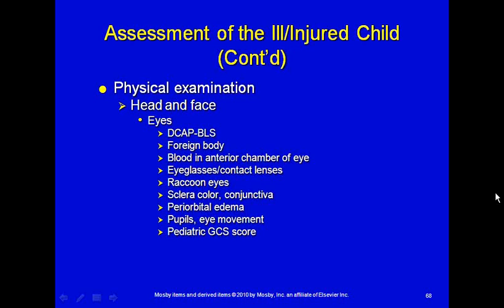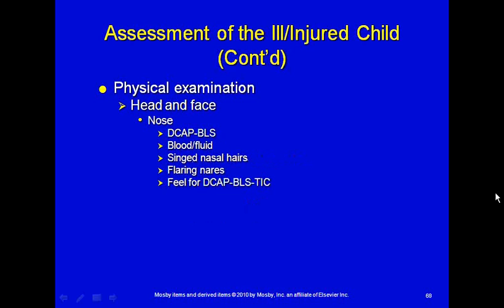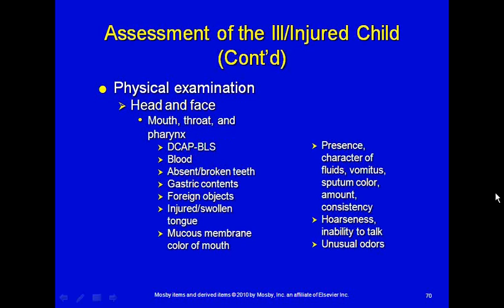Have them look up, look down, look left, look right. That's a cranial nerve function test. And then the specific pediatric GCS. In the nose, look for blood or fluid, singed nasal hairs, nasal flaring. Feel the nose for potential trauma. In the mouth, the throat, and the pharynx, again, BTLS, look for blood, broken teeth, vomit, foreign body objects.